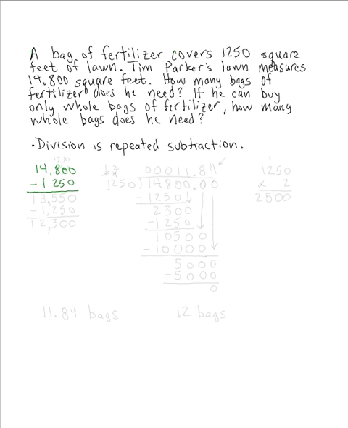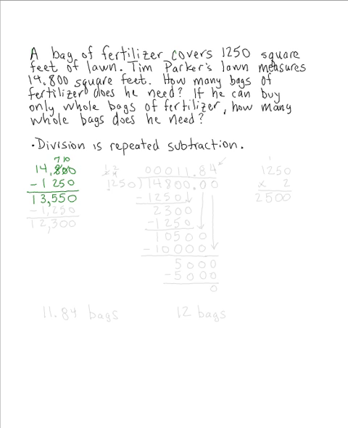0 minus 0 is 0. You can't take 5 from 0, so we borrow from the 8, which makes it a 7. Doing so means we can add 10 to 0, which makes that a 10. 10 minus 5 is 5. 7 minus 2 is 5. 4 minus 1 is 3. 1 minus 0 is 1. So once we apply one bag of fertilizer, now we're left with 13,550 square feet of lawn that still needs to have fertilizer added to it.